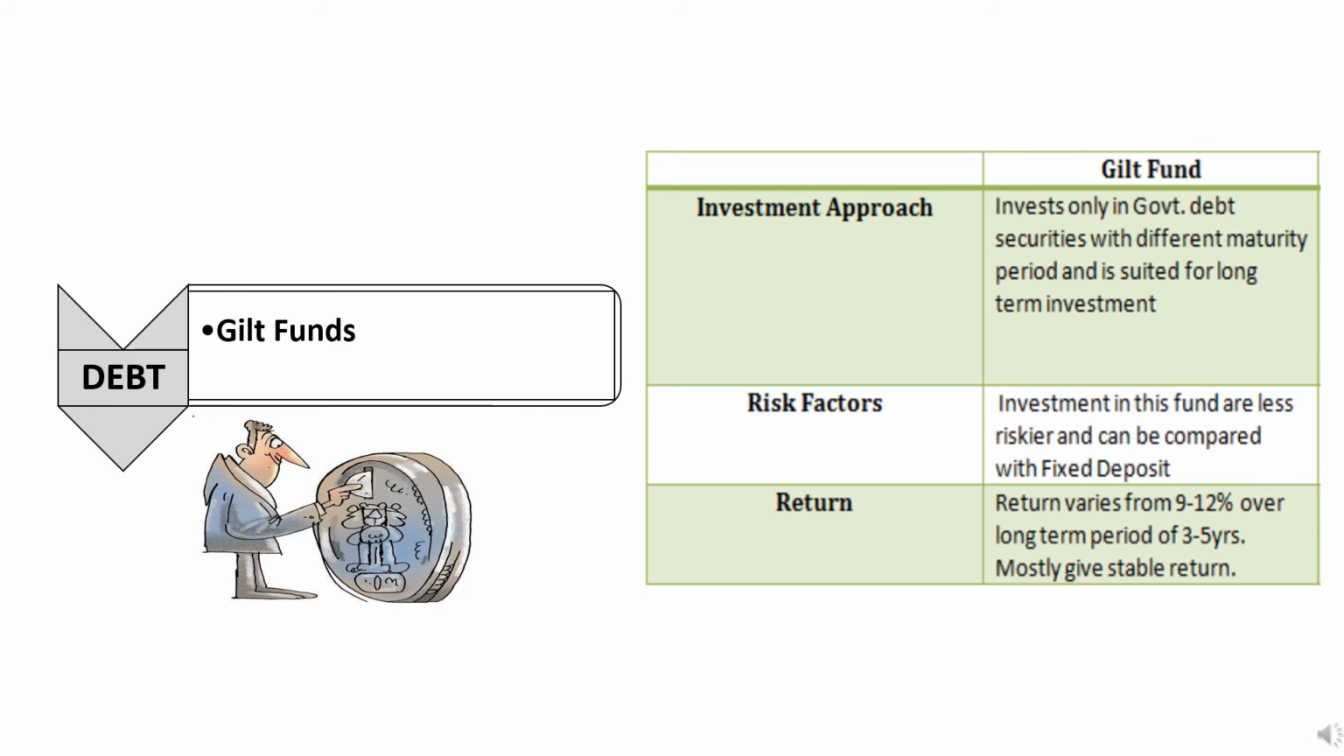Gilt funds, on the other hand, are debt funds that invest primarily in government securities. These funds have no risk of non-payment of interest or principal amount, but get affected by interest rate movements as the government borrowings typically happen to be for a longer duration.